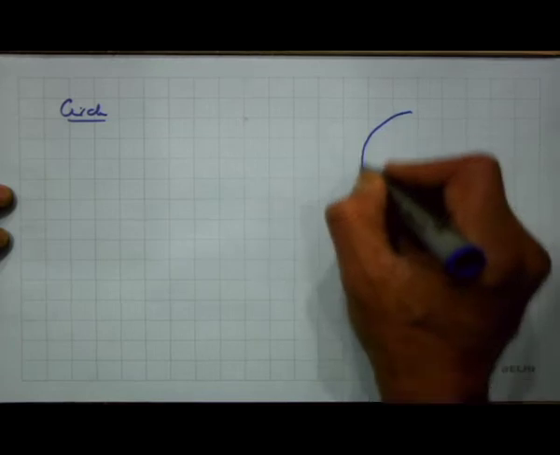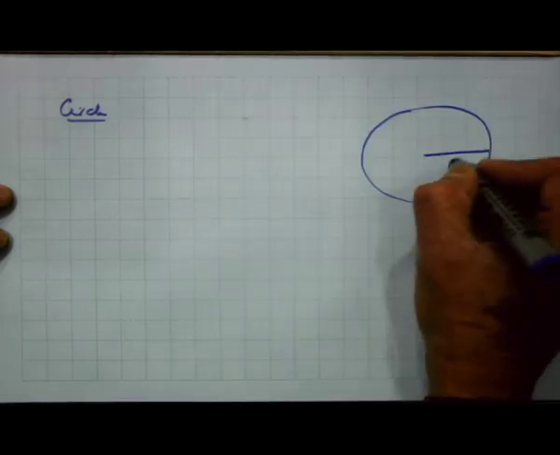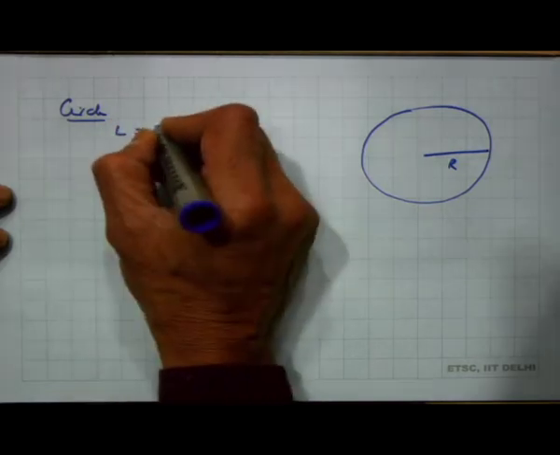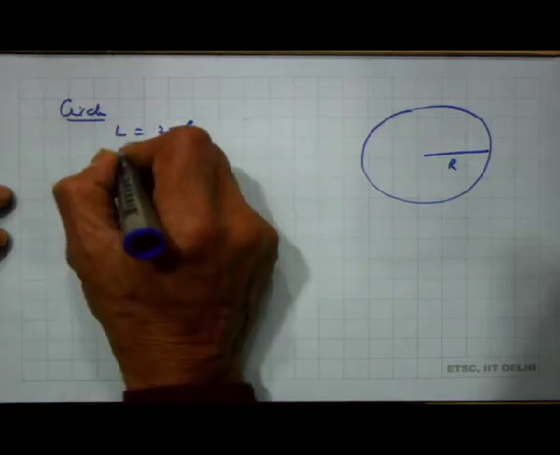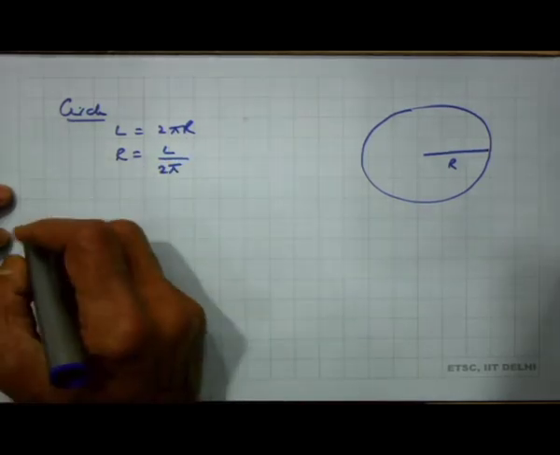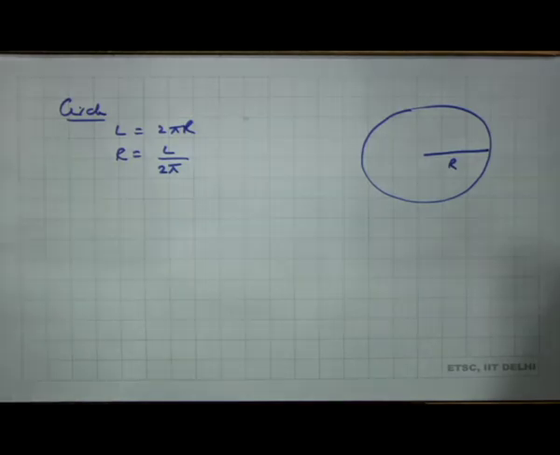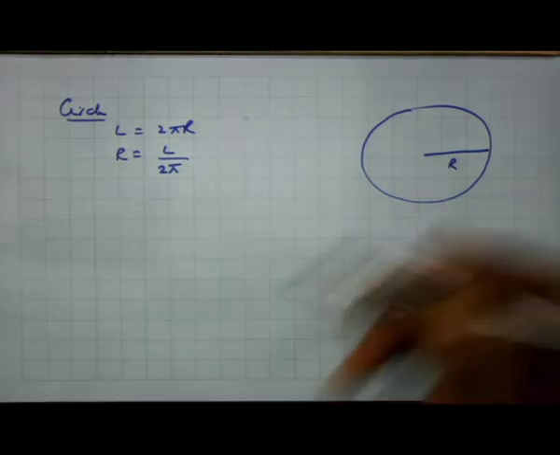So, that is my wire put in the circular form, and if the radius is r, the total length is L, which is equal to 2 pi r. So, the radius of the circle will be L by 2 pi. Now, to calculate the magnetic field here, I can very simply use Biot-Savart law.